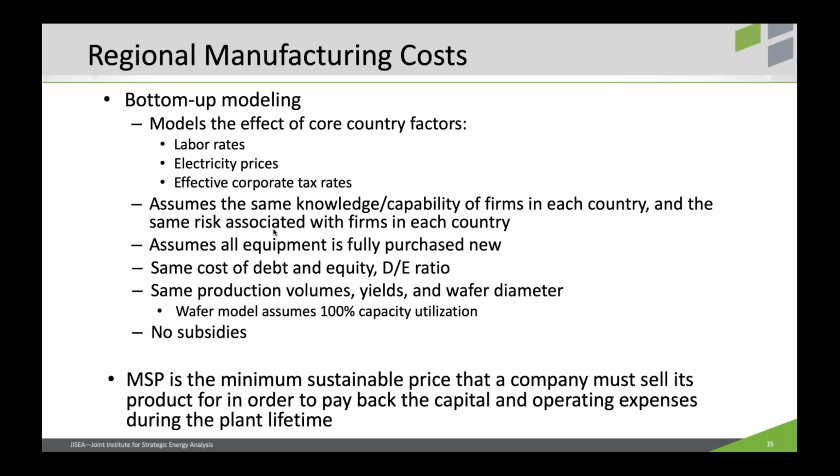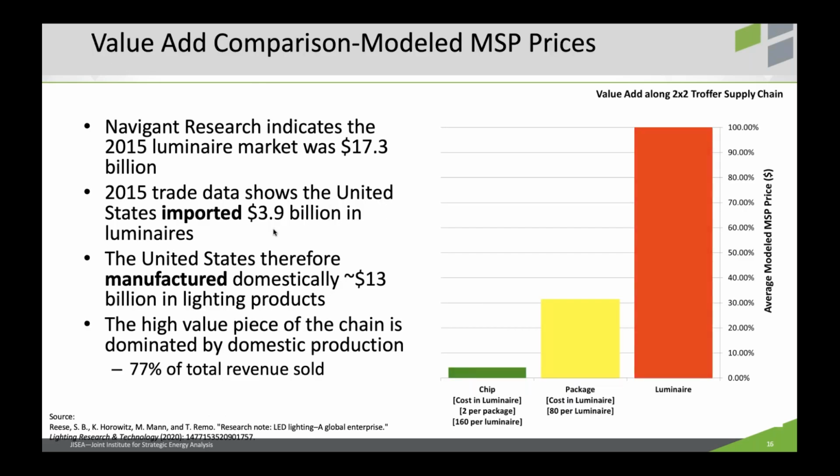And what we modeled to was the minimum sustainable price a company was going to have to sell the product for in that economy in order to pay back the capital and operating expenses during the plant lifetime. What we found was that if you look at the value chain of an integrated luminaire, the chip accounted for only about 5% of the value. When you then took the packages necessary for that 2x2 troffer that we were using as our example, which has 80 chips in it per light, that's about 30%. Which meant that 70% of the overall value was actually coming in the form of the luminaire when you looked at what the average selling price was going to be.